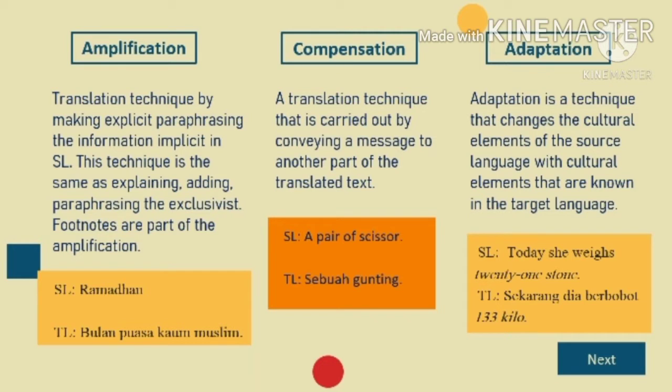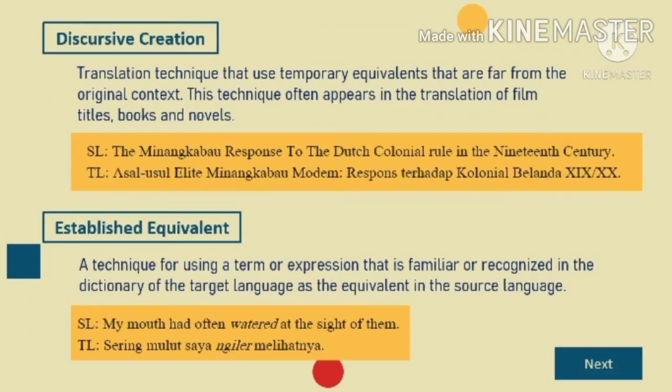Adaptation. Adaptation is a technique that changes the cultural elements of the source language with cultural elements that are known in the target language. Look at the example, 21 stone, translated to 133 kilo.